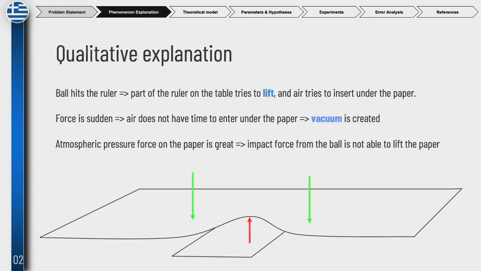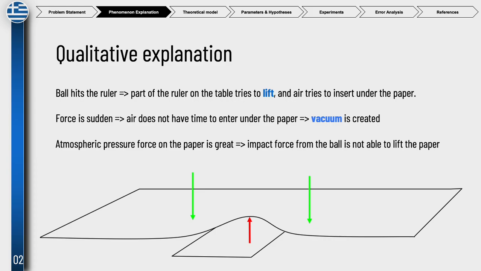But first, we will try to qualitatively explain the phenomenon. You see, when the ball hits the ruler, the part of the ruler on the table tries to lift and air tries to insert under the paper. Since the force is so sudden, air does not have time to enter under the paper and therefore some sort of vacuum is created. The atmospheric pressure force on the paper, which you can see with the green arrows, is great, and therefore the impact force from the ball is not able to lift the paper.